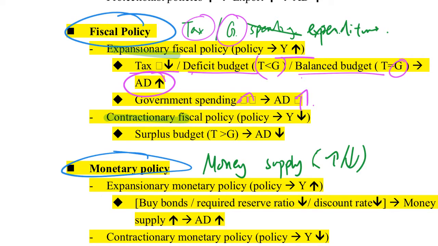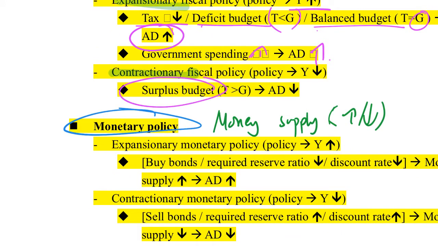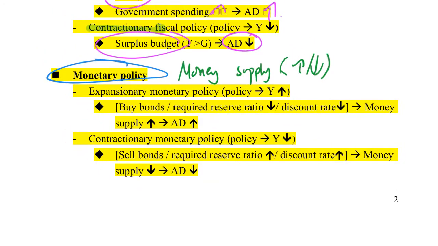Okay, but what is contractionary fiscal policy? Increase the tax rate or decrease the government spending, and at the same time we call it a surplus budget. That means we collect more tax than the government spending. They will have an AD drop effect. Okay, and the monetary policy is more simple because it only controls the money supply.